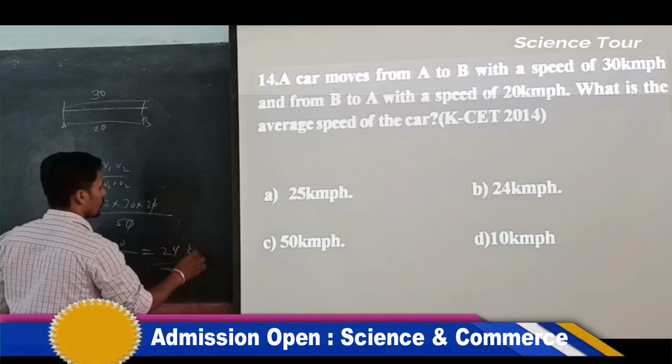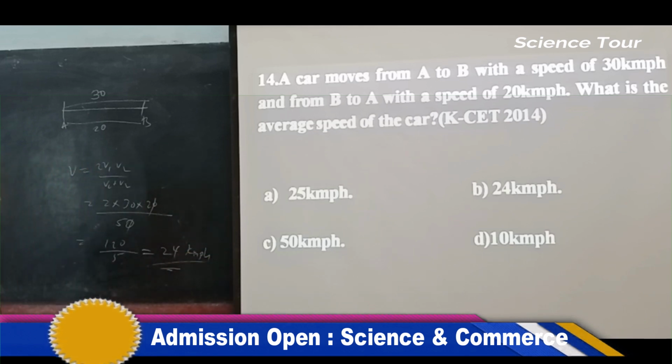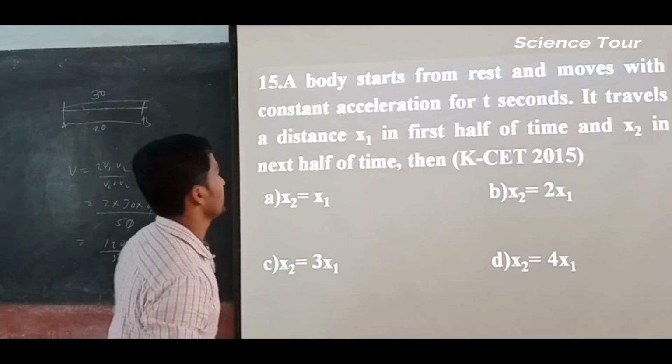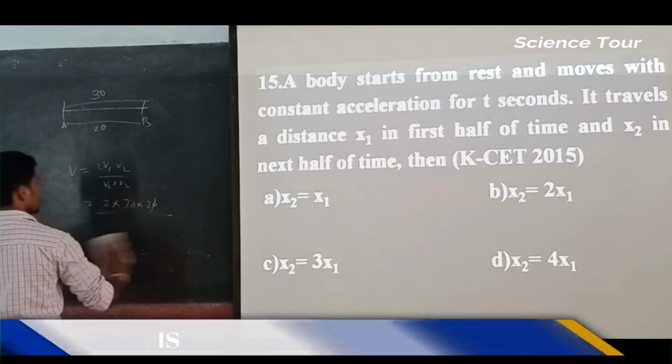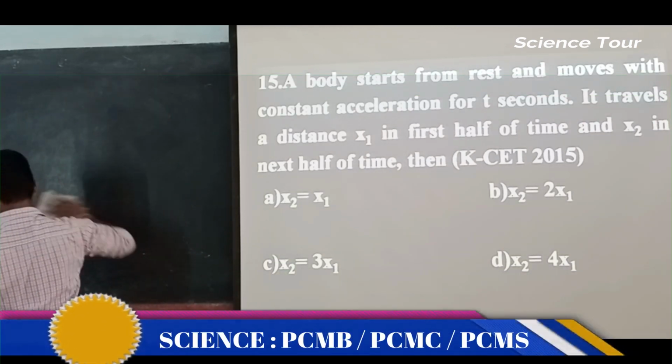24 kilometer per hour. That is the answer. Go to the next question.